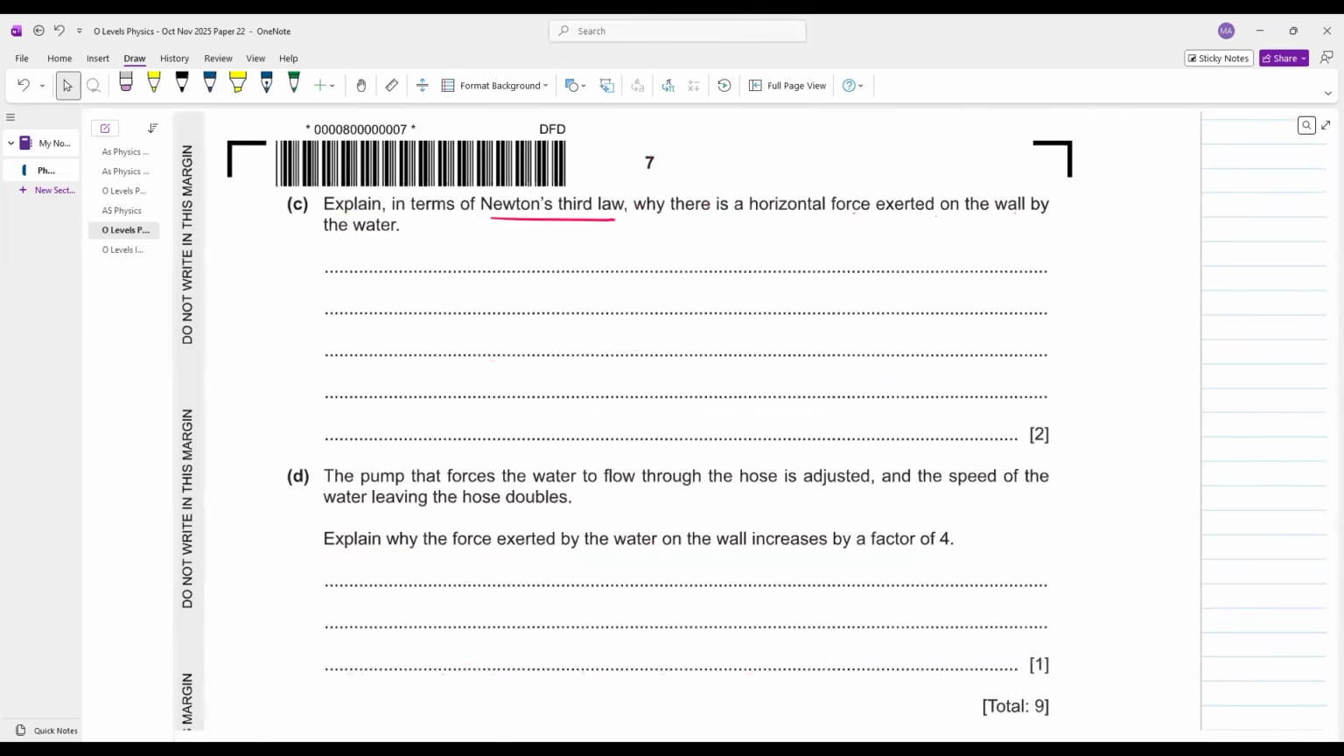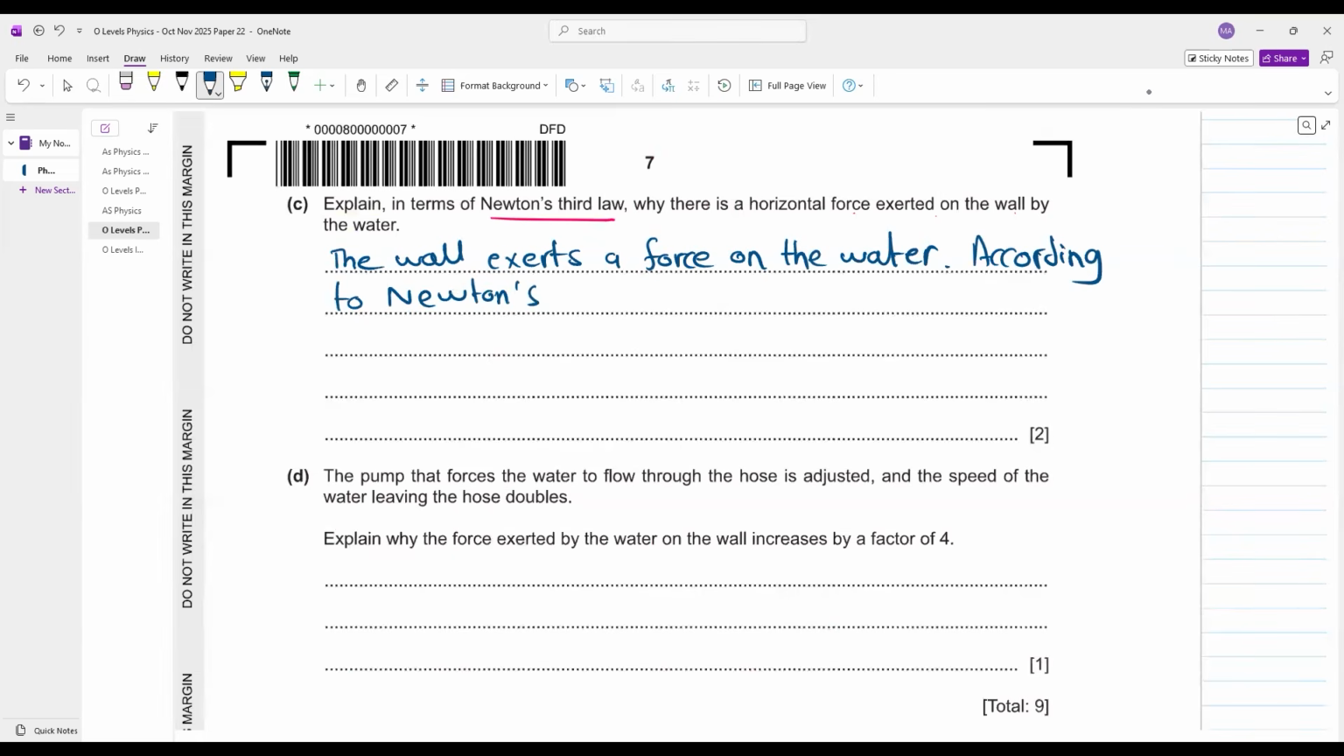ठीक है, तो व्हाट विल यू से? यू विल से the wall exerts a force on the water. फिर आप लिखोगे, अकॉर्डिंग टू न्यूटन्स थर्ड लॉ. अकॉर्डिंग टू न्यूटन थर्ड लॉ फिर आप क्या लिखोगे?